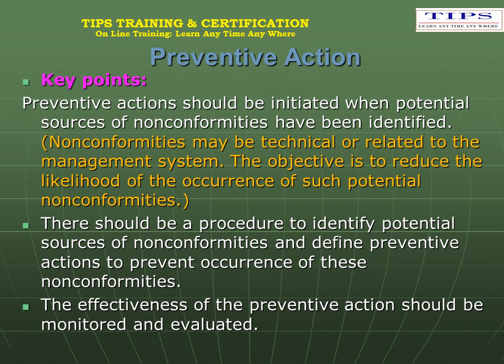The key points for the preventive action clause are: number one, preventive action should be initiated when potential sources of non-conformities have been identified. And non-conformities may be technical or related to the management system. The objective is to reduce the likelihood of the occurrence of such potential non-conformities. There should be a procedure to identify the potential sources of non-conformities and define preventive action to prevent the occurrence of these non-conformities. The effectiveness of the preventive action should be monitored and evaluated.